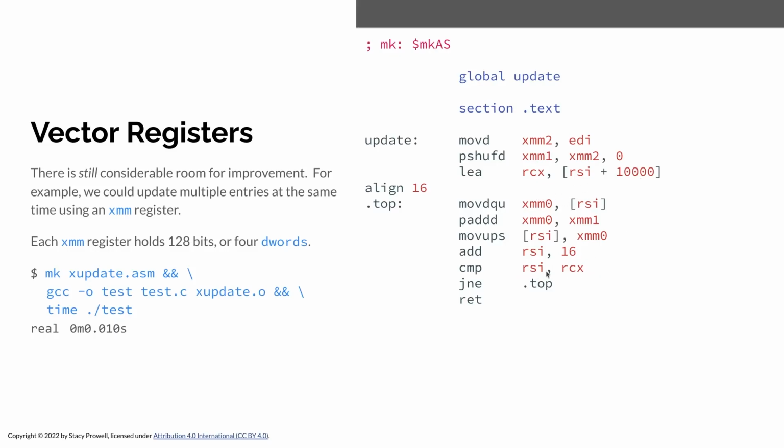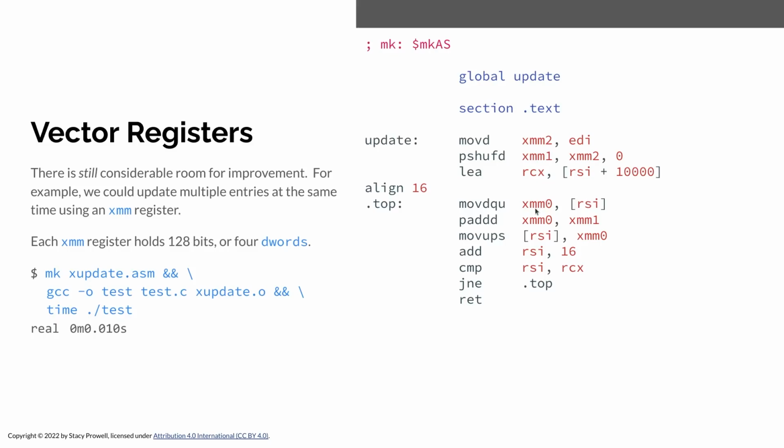I'll compare RSI, which is what I'll be using, to RCX, and that's how I'll know to terminate. Great. So now I enter the loop, and I align the loop on a 16-byte boundary. Right, I'm learning from looking at what the compiler does. And I do a MOVDQU. So what does that do? That's going to take whatever is pointed to by RSI, and it's going to move those 16 bytes into XMM0.